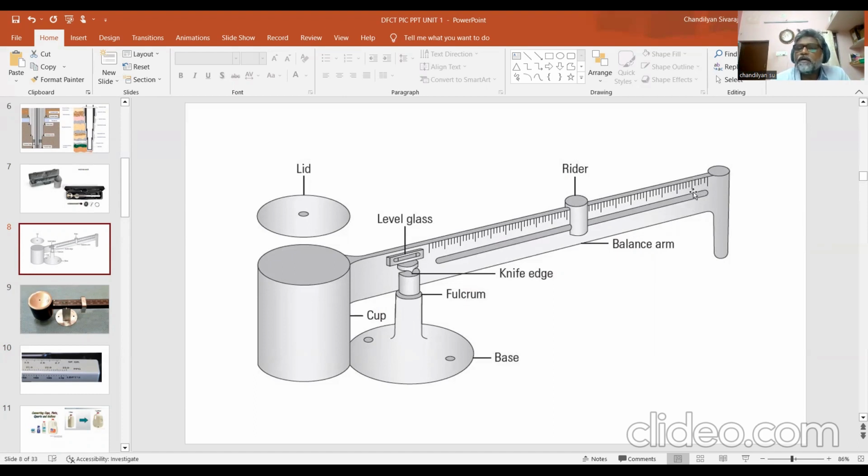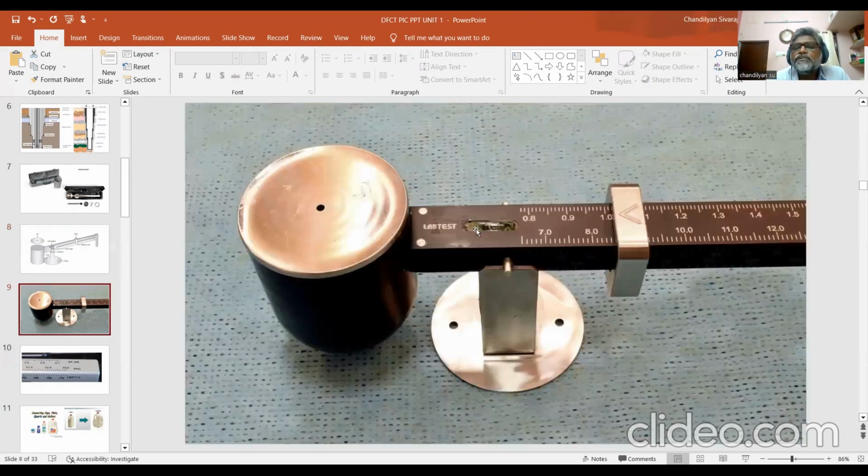How do you know whether this is balanced, or whether it is this side or that side? We have a level glass to watch. There is an air bubble inside, so you can see the bubble. If it's at the center position, marked center, then we say that it is at an equilibrium condition, or it's well balanced. So you can see in the picture here, in the level glass, you can see the bubble at the center. That means the rider here is in the correct position.